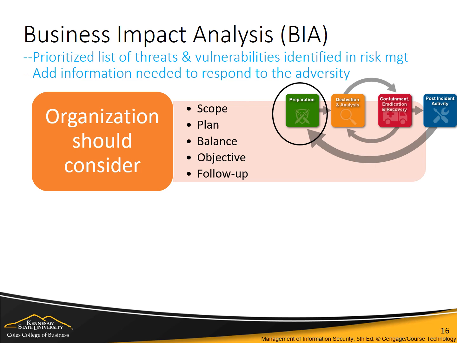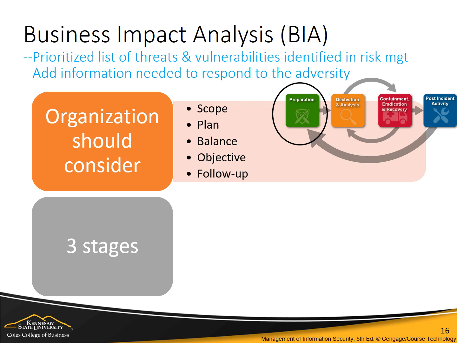Plan. How will we address the unexpected occurrence? Balance. How do we balance the need for security with the need for access to information assets by our employees and partners? Know the objective. What is the ultimate objective? We want to recover the system, put in new controls, and then put the system back in operation, minimizing disruptions to our internal and external customers as much as possible. Then follow up: how will we determine when the information assets have been recovered and secured?